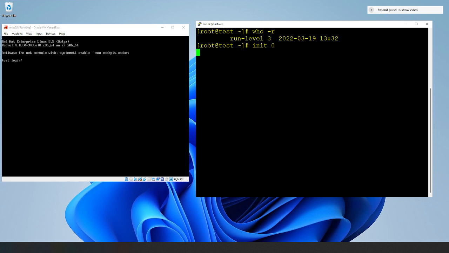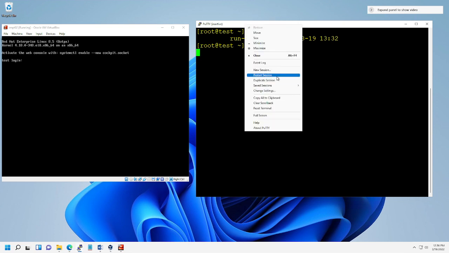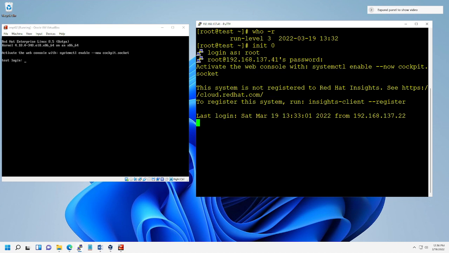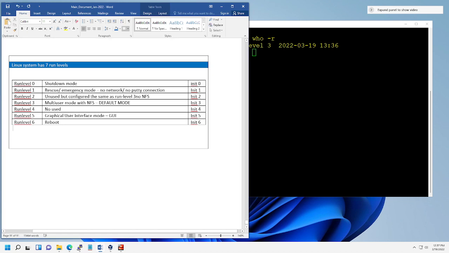Okay, so the system is up. So I'm going to connect. By the way, the connection also disconnects, obviously. I'm going to say root, go back in there, put my password. Okay, clear the screen. So now if I do who -r, it's in run level 3. That's the default run level. On the bottom it says run level 6. That means it's a reboot.